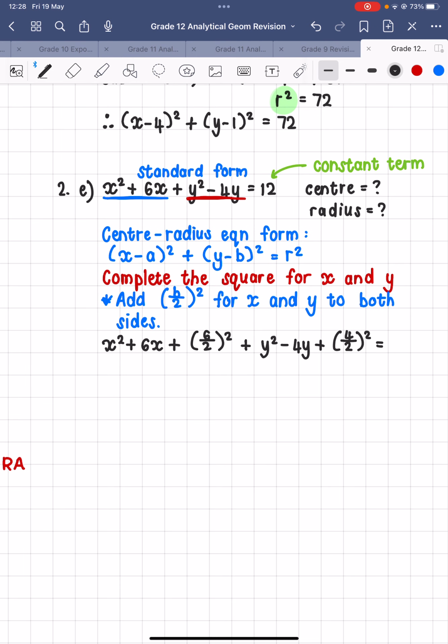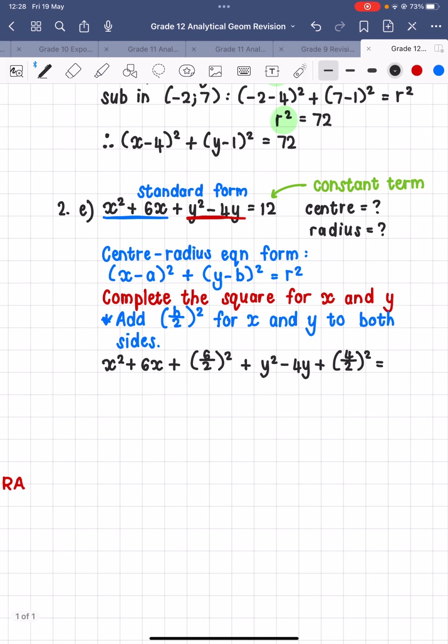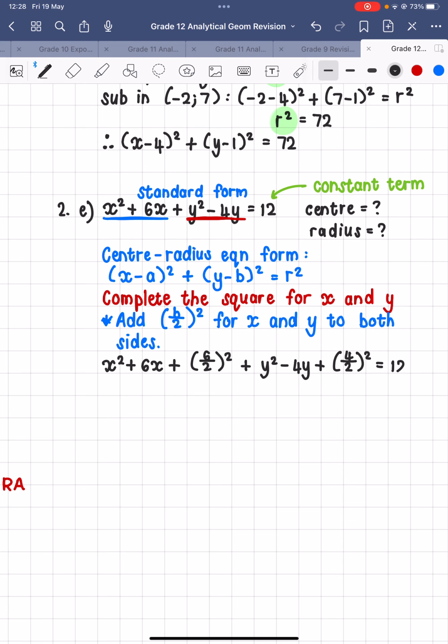Now you must do the same thing on the other side as well, guys. So we had a 12 on the other side. You must now add, sorry, I've run out of space there on the side, 6 over 2 is 3, and what is 3 squared? 9. Okay. What is 4 over 2? 2. And 2 squared is 4. Alright, so basically we're adding the same two numbers on both sides.